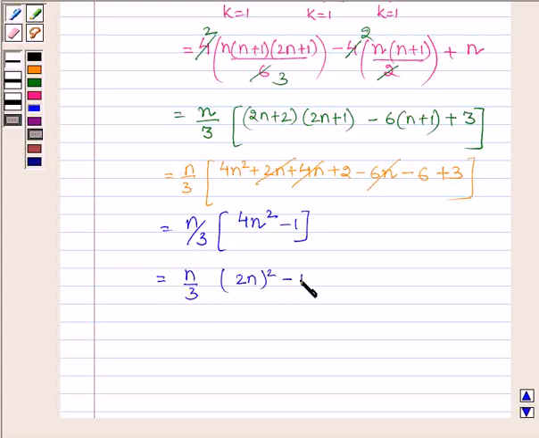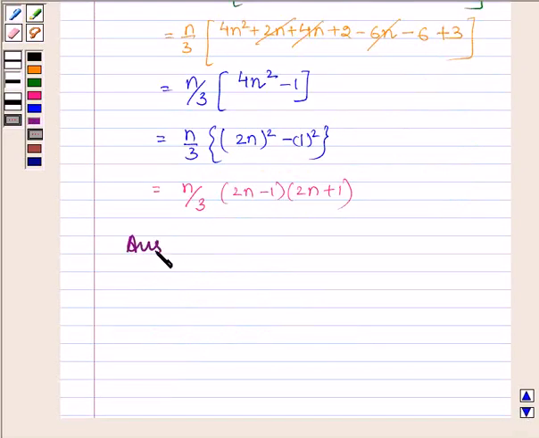4n square minus 1 square, which is in the form of a square minus b square, and its formula is a minus b into a plus b. So we have n upon 3, 2n minus 1 into 2n plus 1. And hence, the sum to n terms, whose nth term is given, is n upon 3 into 2n minus 1 into 2n plus 1.